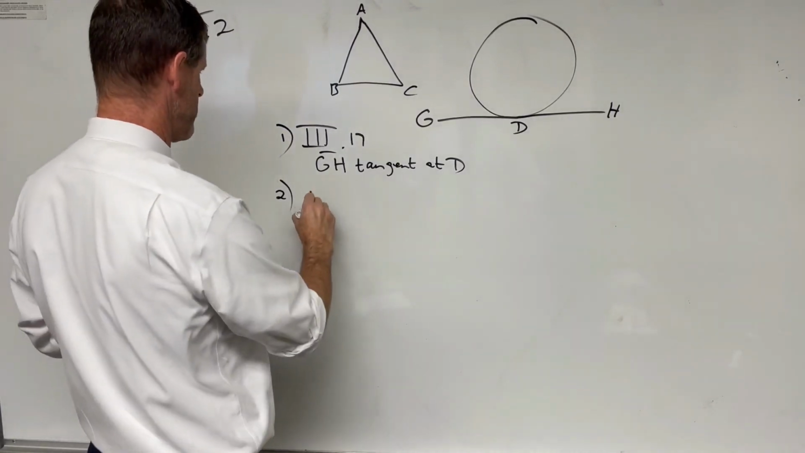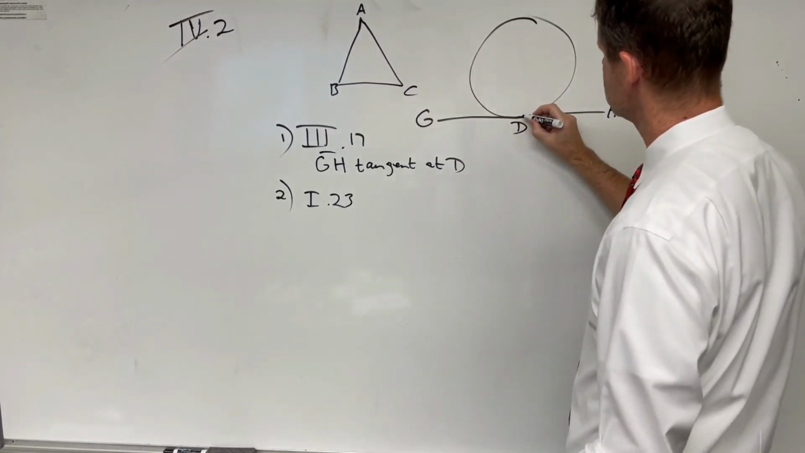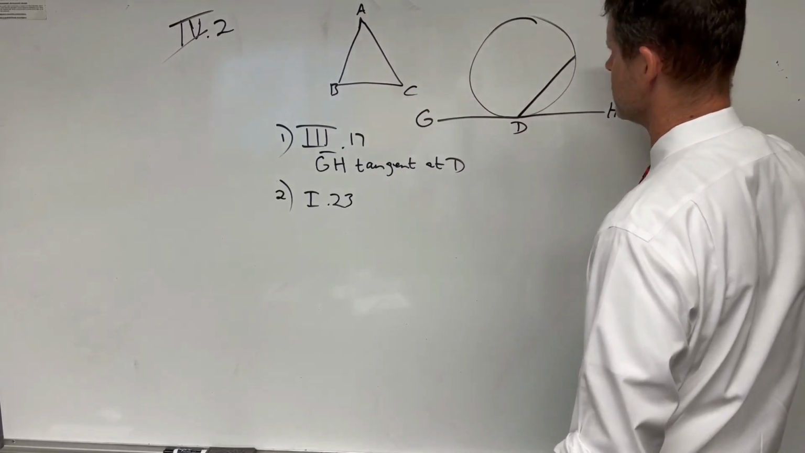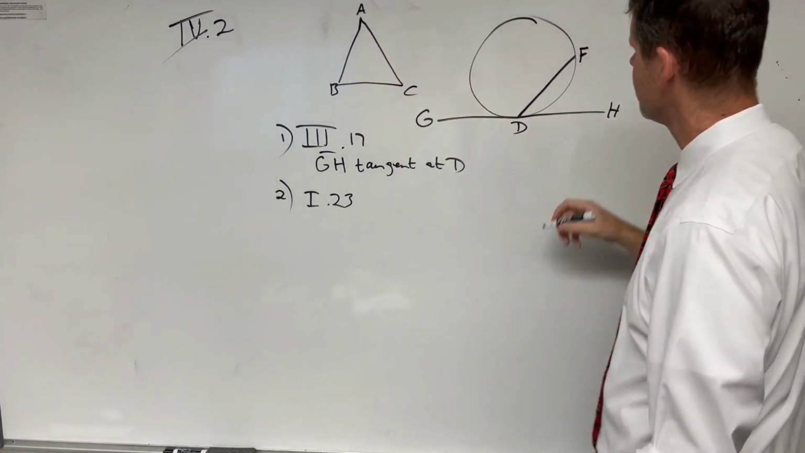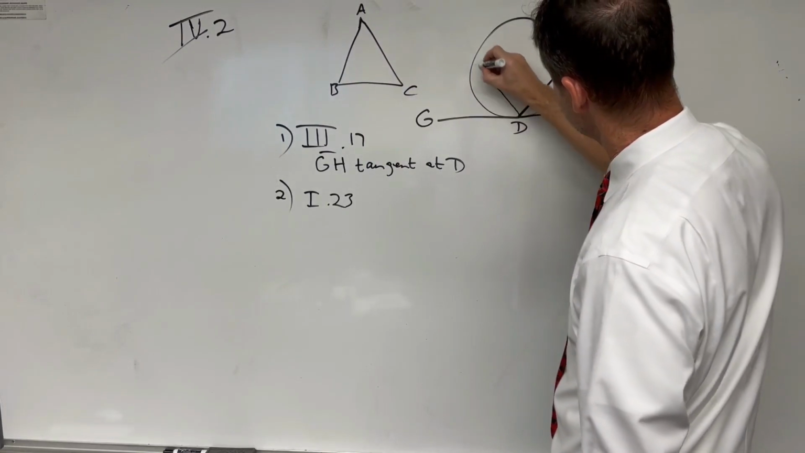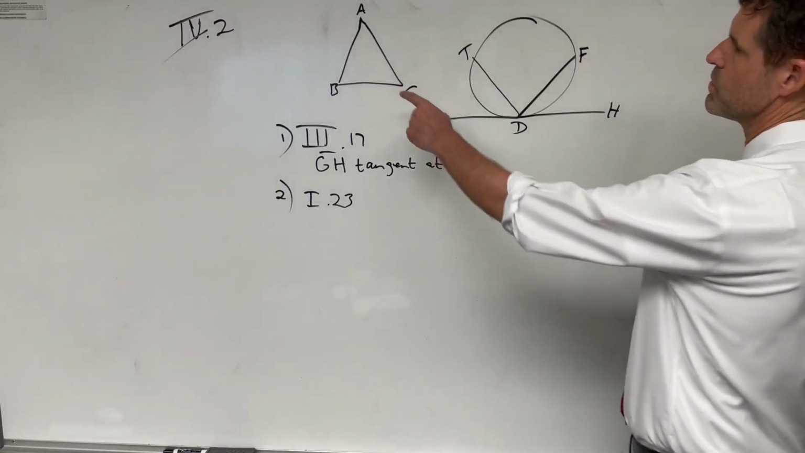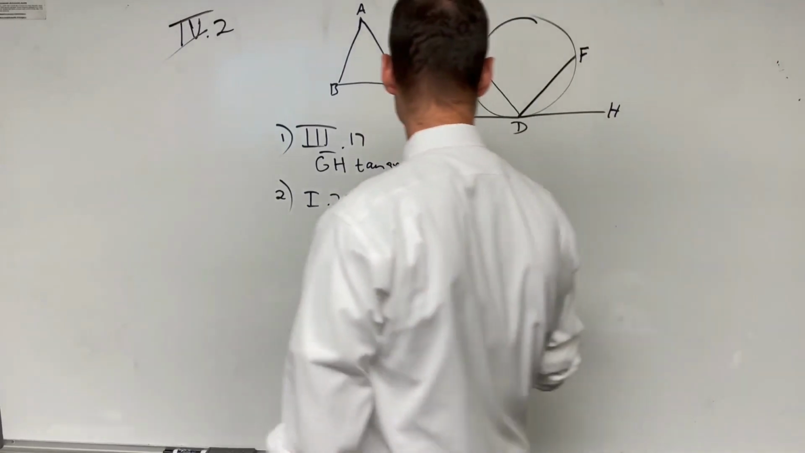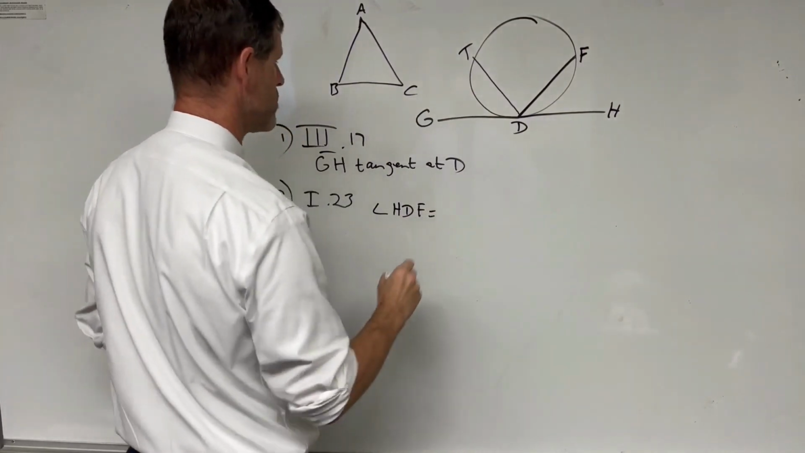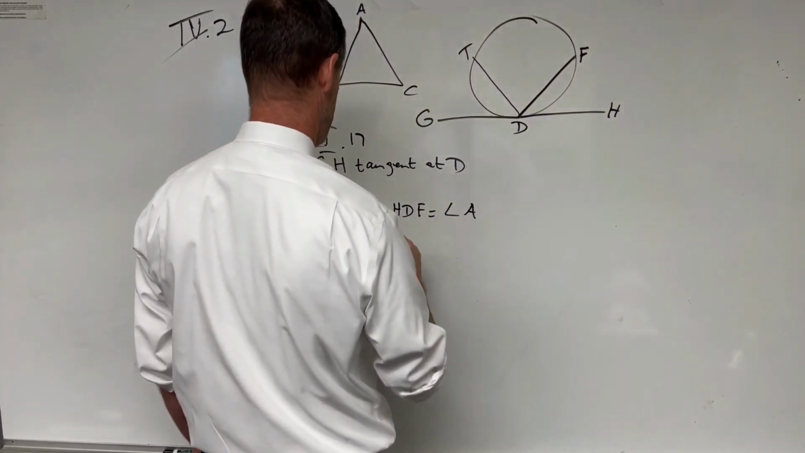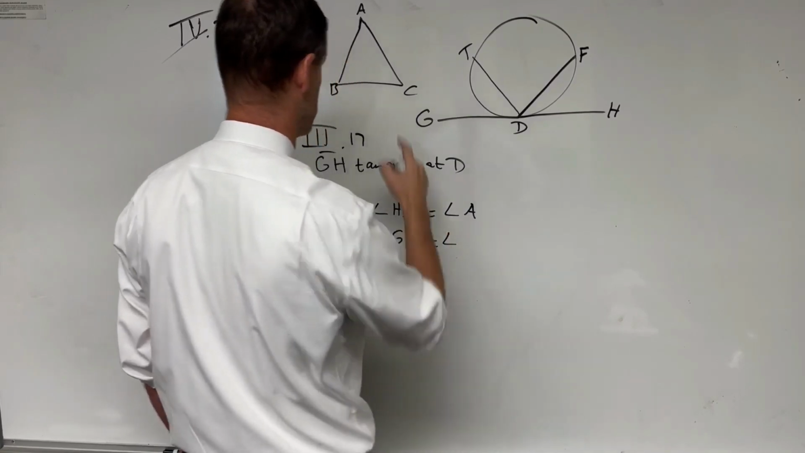And then using proposition 23 from Book 1, from our given tangent point, we're going to construct two angles. First, we're going to construct angle HDF, which is going to be equal to the angle at A. And then we're going to construct another angle GDT, which is equal to the angle at C. So HDF equals the angle A, and GDT equals the angle at C.